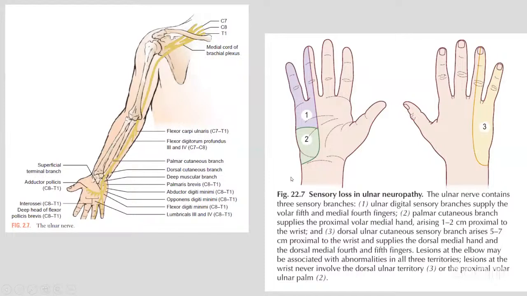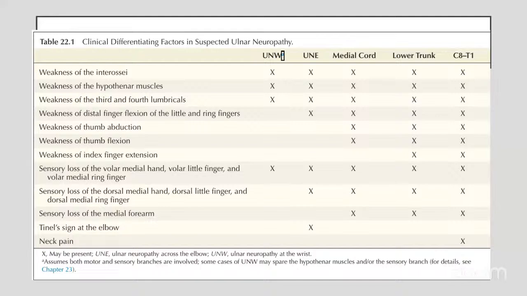This is sensory loss. We should also check for patterns of sensory loss. Sensory loss in ulnar neuropathy is in the medial aspect of the hand, that is the little finger and the medial half of the ring finger. So this is for factors differentiating suspected ulnar neuropathy.